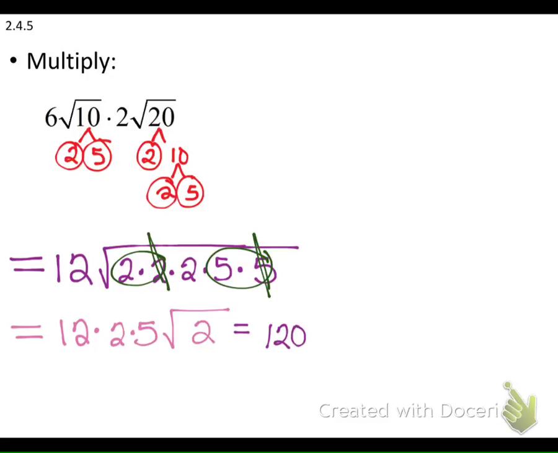120. Okay, so we have 120 as our coefficient. We're going to square root, and then 2 for your radicand, and then box your answer.